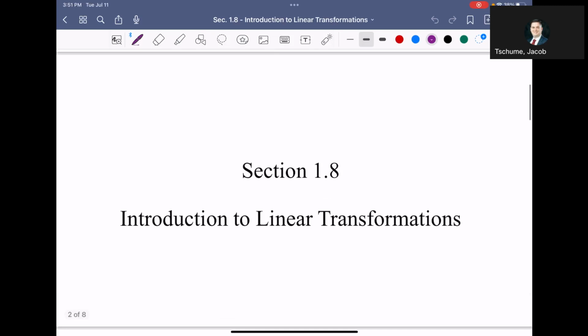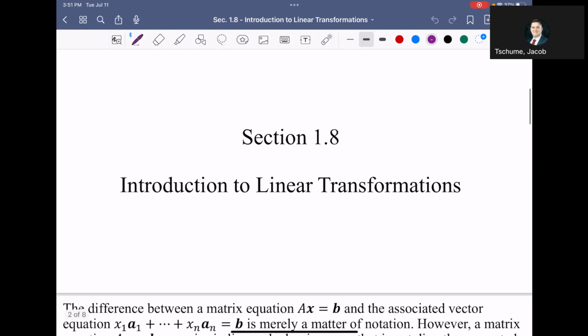All right, in this video, we are going to move into our first of two sections here at the end of chapter 1 that talk about the idea called linear transformations. So in this video, we're just going to do a brief introduction to what linear transformations are, go over some definitions, and build up some developmental ideas that will help us be successful in the next video that wraps up chapter 1.